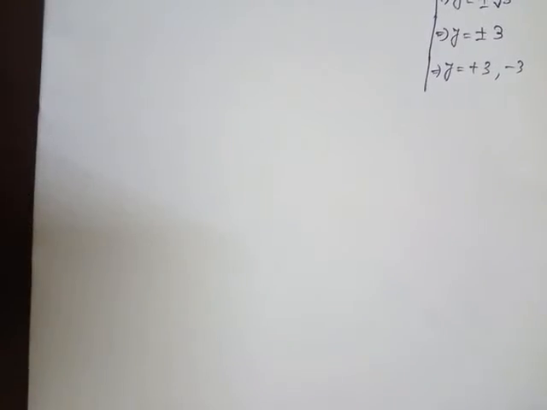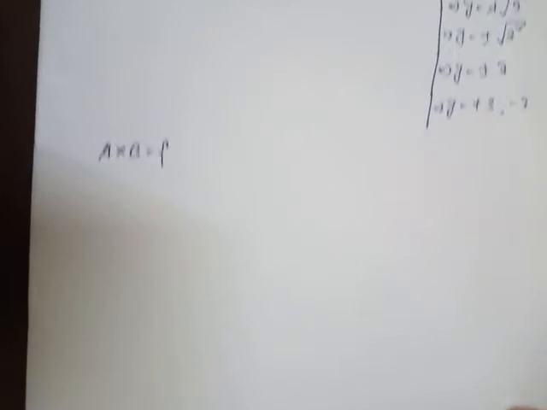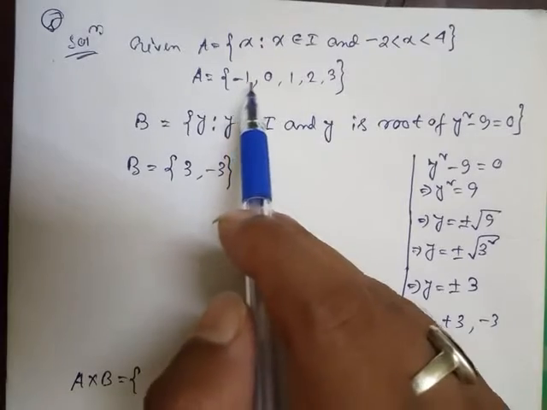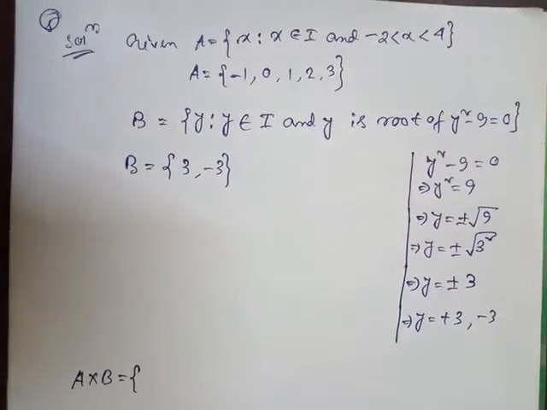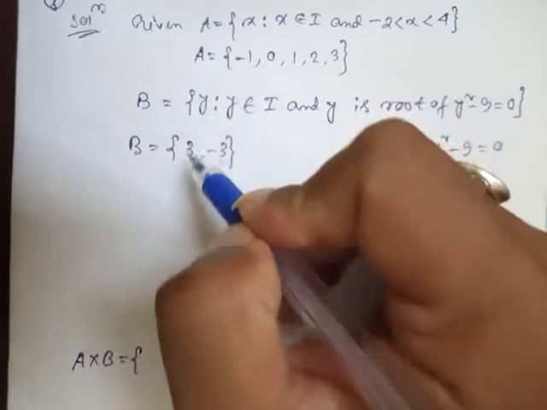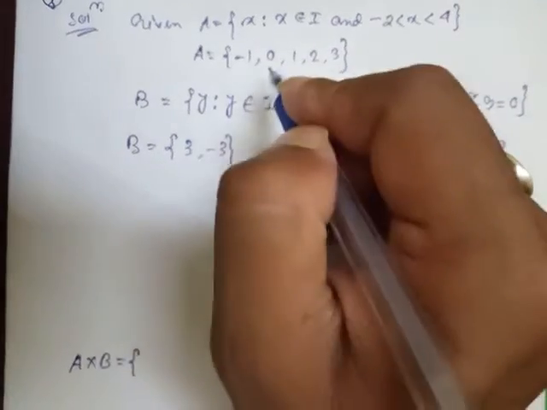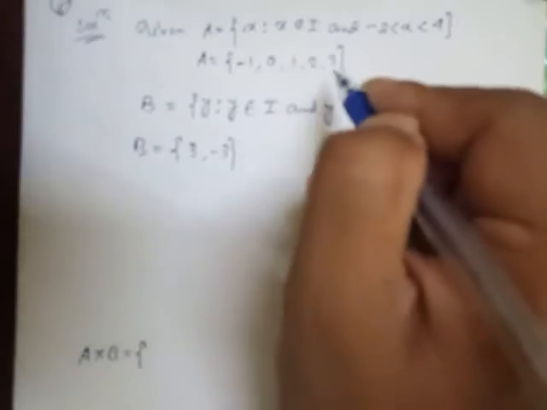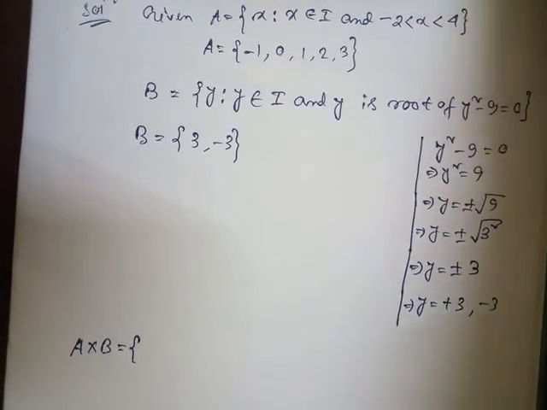Students, now I am going to find out A product B. Now look, first of all, the value of A is minus 1, 0, 1, 2, 3, and the value of B is 3, minus 3. So A product B means (minus 1, 3), (minus 1, minus 3), (0, 3), (0, minus 3), then (1, 3), (1, minus 3), then (2, 3), (2, minus 3), then (3, 3), (3, minus 3). So I'm going to write all the values here one by one.